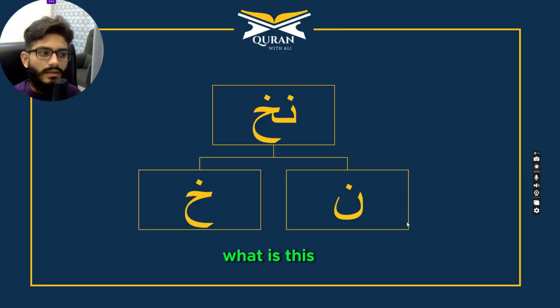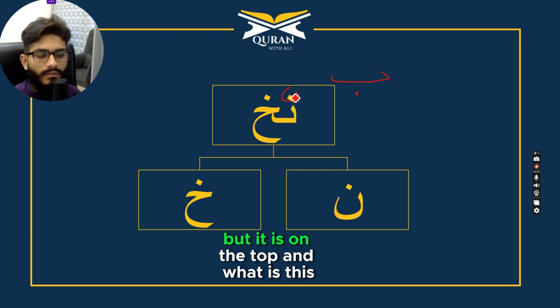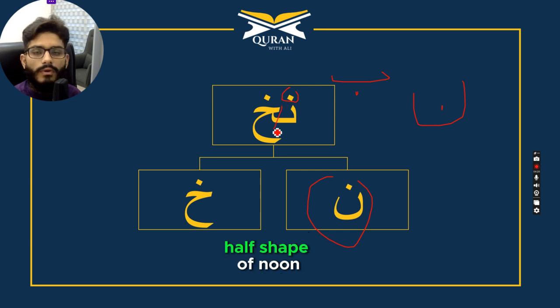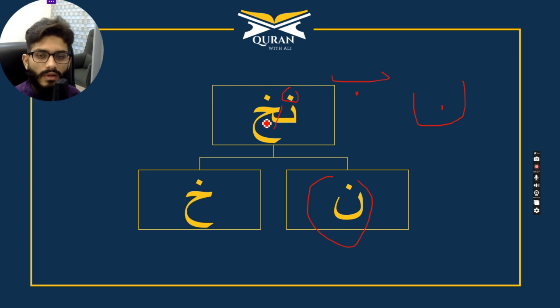What is this? One dot at the top. If the dot is at the bottom, it will be ba, but it is on the top. And what is this? Noon. Here it is. Noon. So this is the half shape of noon. Noon, and this is kha. Kha. Noon, kha. Noon, kha.